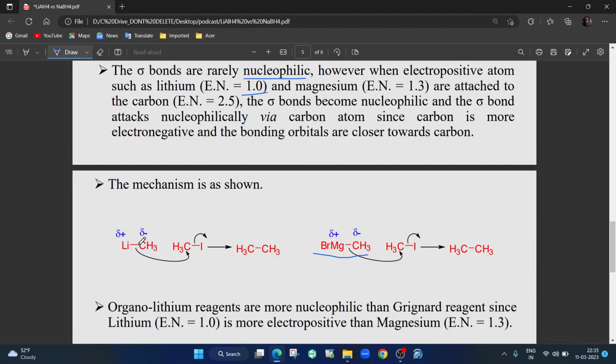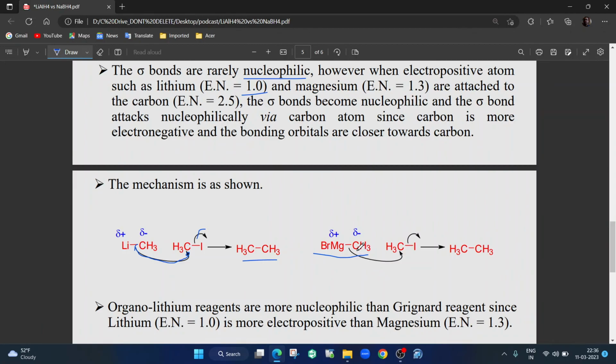So when you see the molecular orbital picture, the electrons are not equally distributed. The sigma bonding molecular orbital is closer towards carbon, and therefore carbon has negative polarity and lithium has positive polarity. Therefore when the attack occurs, it occurs via the carbon, and it attacks this carbon and this I minus leaves, and you get this sigma bond.